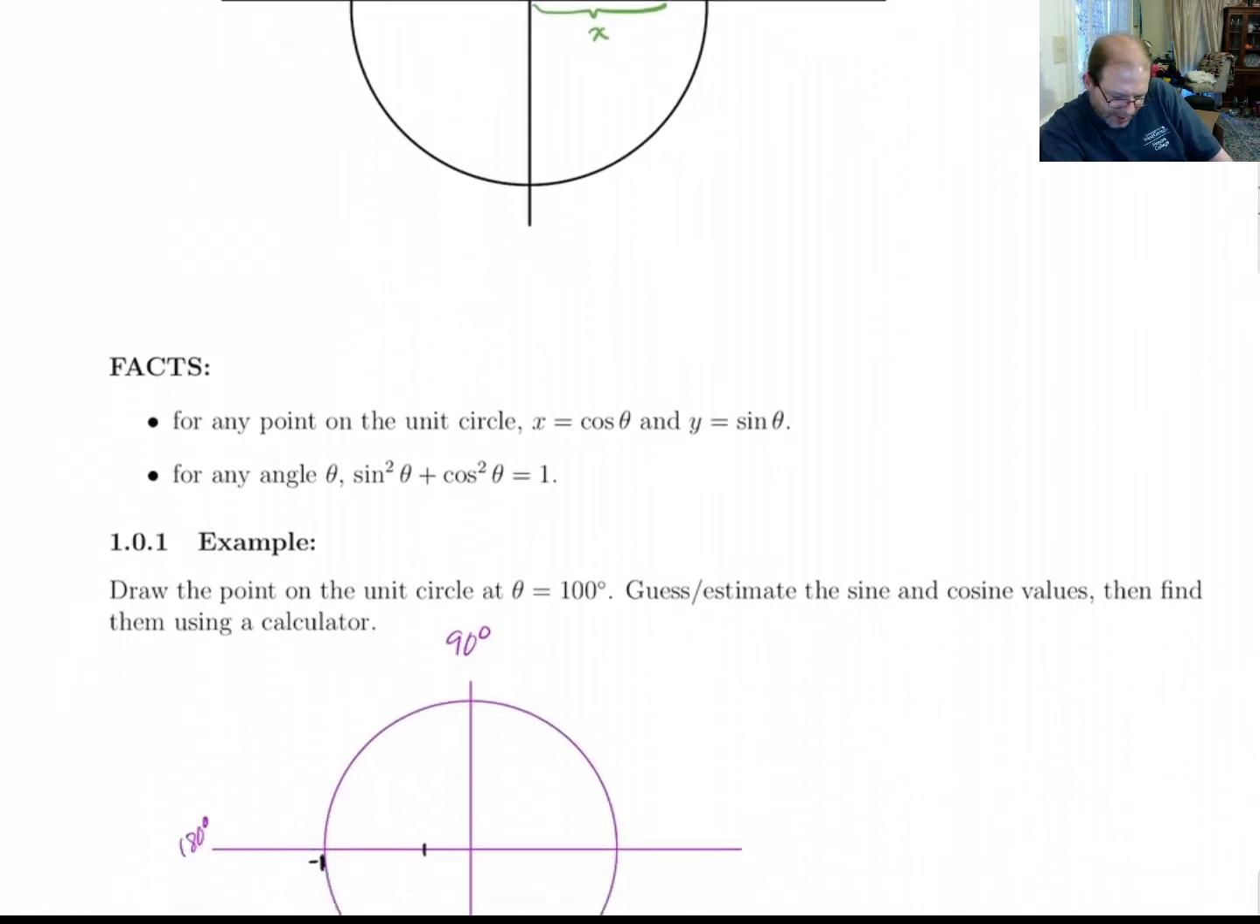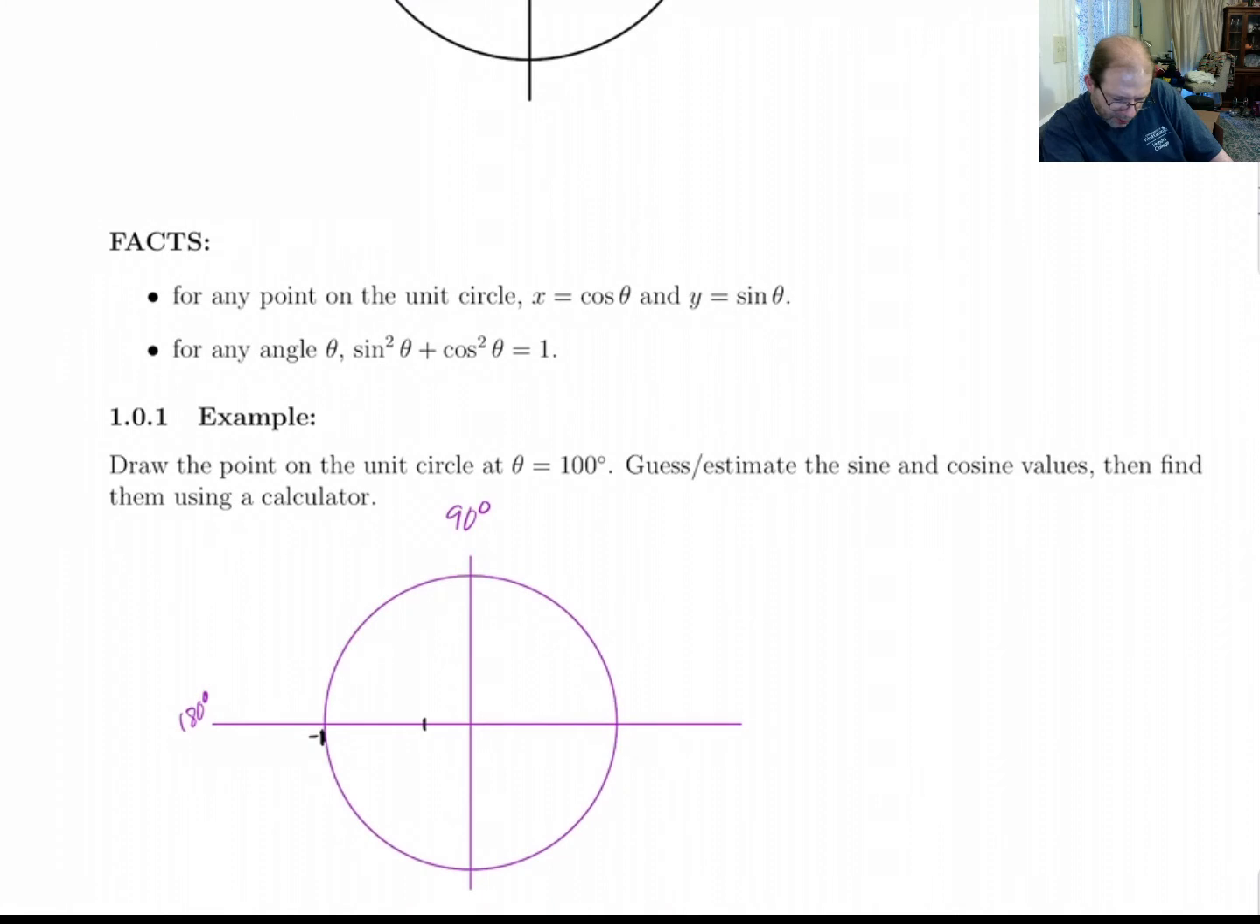All right, this next example I have, I don't want to spend a lot of time on it because it's not the best example in the world. It says draw a point on the unit circle at theta equals 100 and then guess or estimate the sine and cosine values. All right, now 100 degrees, it's going to be 1/9 of the way between 90 and 180.